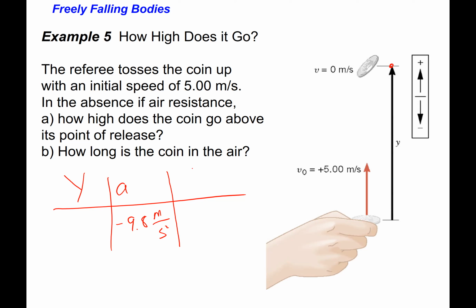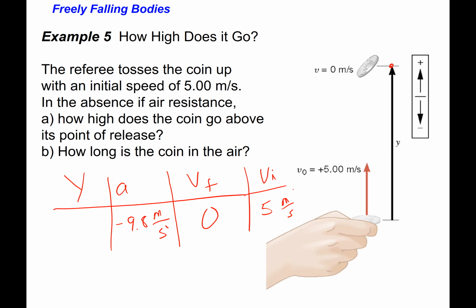Then, of course, we know at the top that the final velocity is 0. And we were given the initial velocity, and the velocity that put it into motion was positive 5 meters per second. So in this case, when we solve for the value of y, it will be positive.